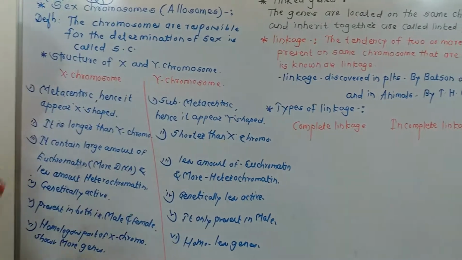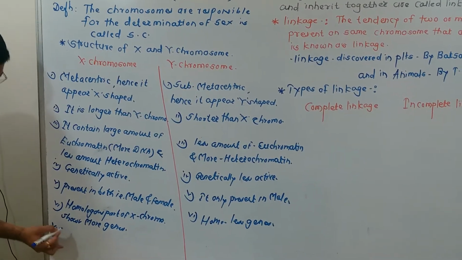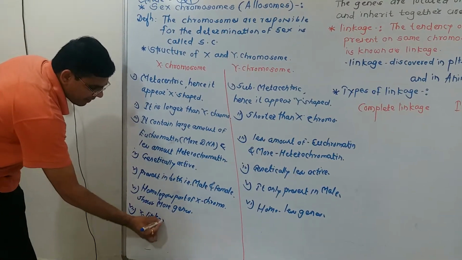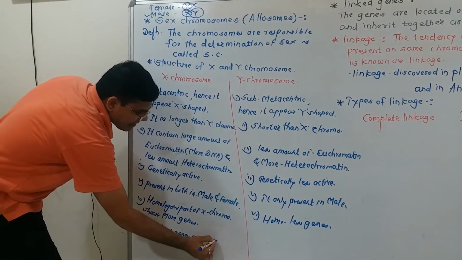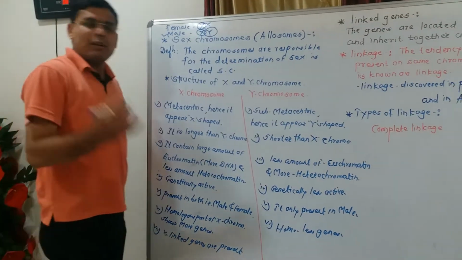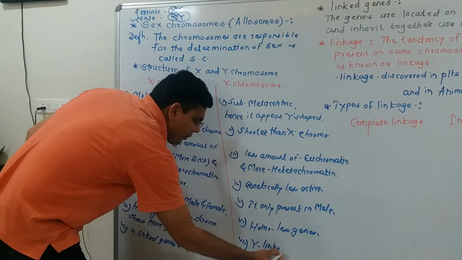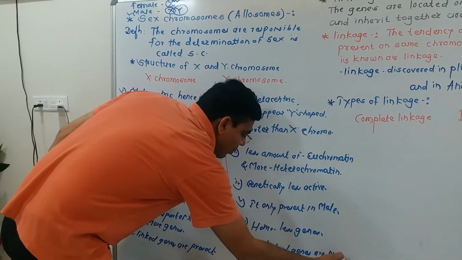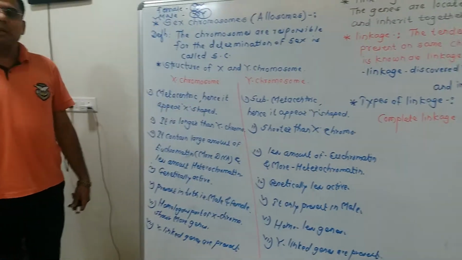Okay. So in the X chromosome the X-linked genes are present. But in the Y chromosome the Y-linked genes are present.